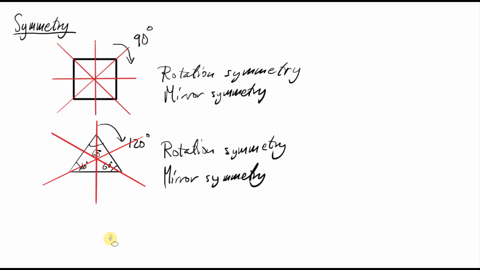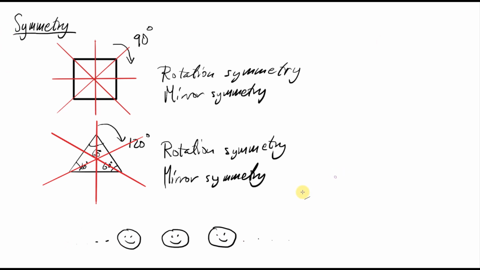If you want translation symmetry, then you should have a figure that will repeat the pattern infinitely. So if you put identical happy faces, infinitely many, it will have a translation symmetry.